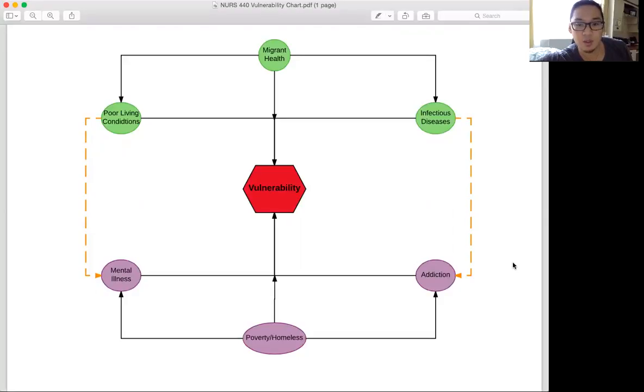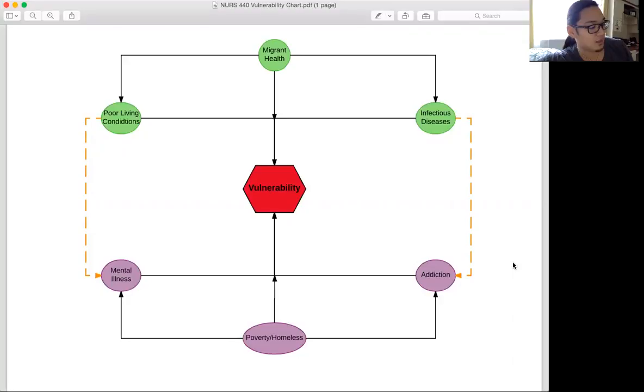Here I have two levels on my map. On the top, we have two subsets that represent social and health problems that contribute to health vulnerability, what we've been discussing in the last few weeks. Here on the top half, we have migrant health, infectious disease, and poor living conditions. I chose these three because I feel that they're closely interrelated.